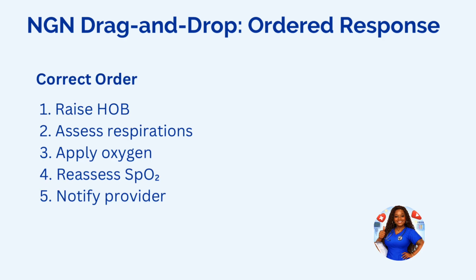This is the correct order. Improve oxygenation by raising the head of bed. Assess the patient by assessing the respirations. Implement treatment by applying oxygen. Reassess the patient. So you're going to reassess the SpO2 and then notify the provider if needed.